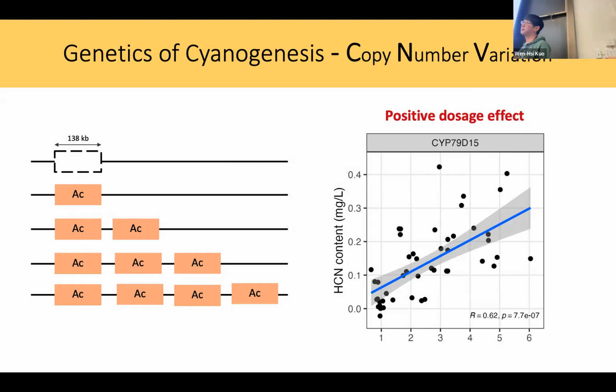either AC or LI is a complete gene deletion. And for those functional alleles, it is a dosage-dependent copy number variation. With more gene copies, the plant can synthesize more toxic cyanide.